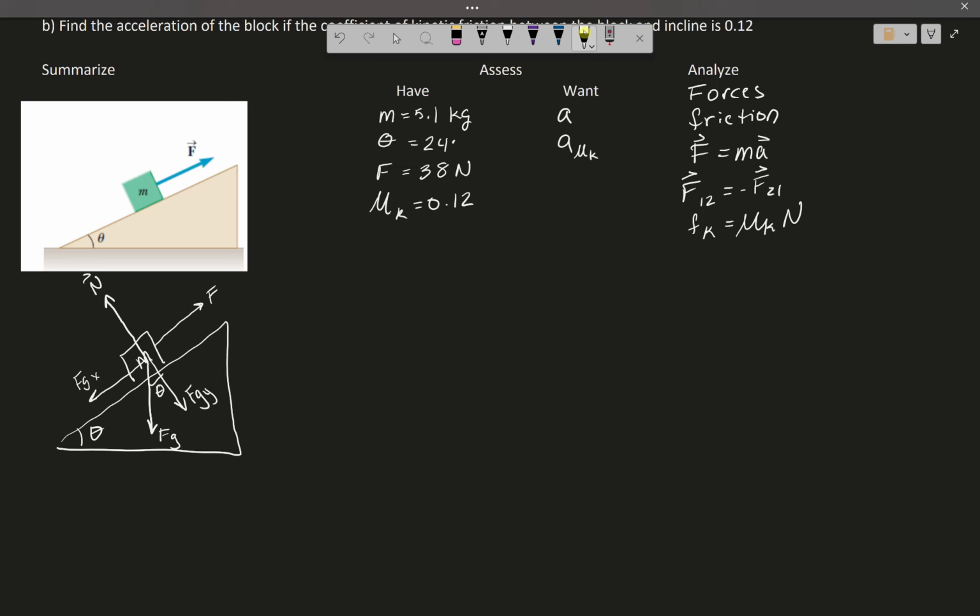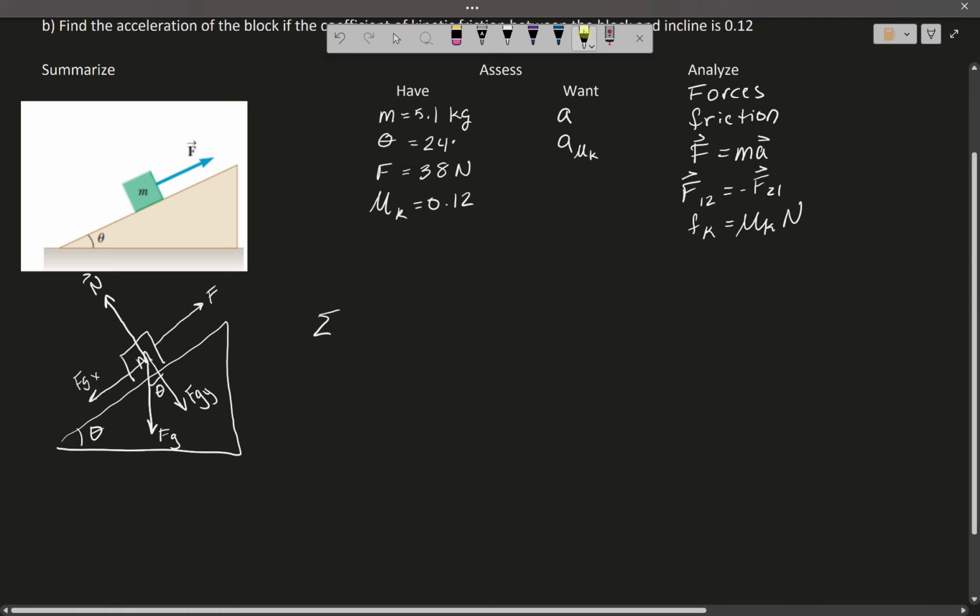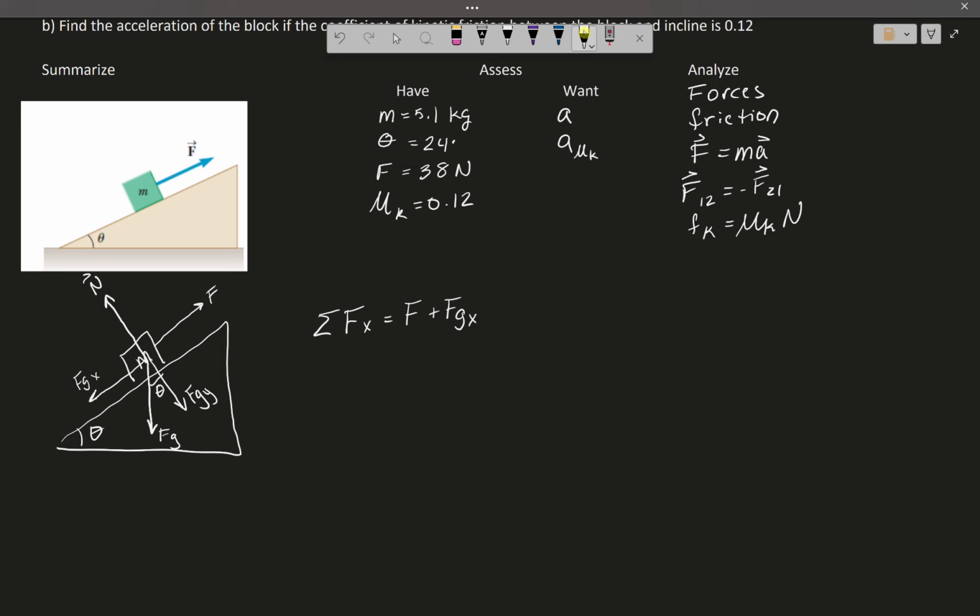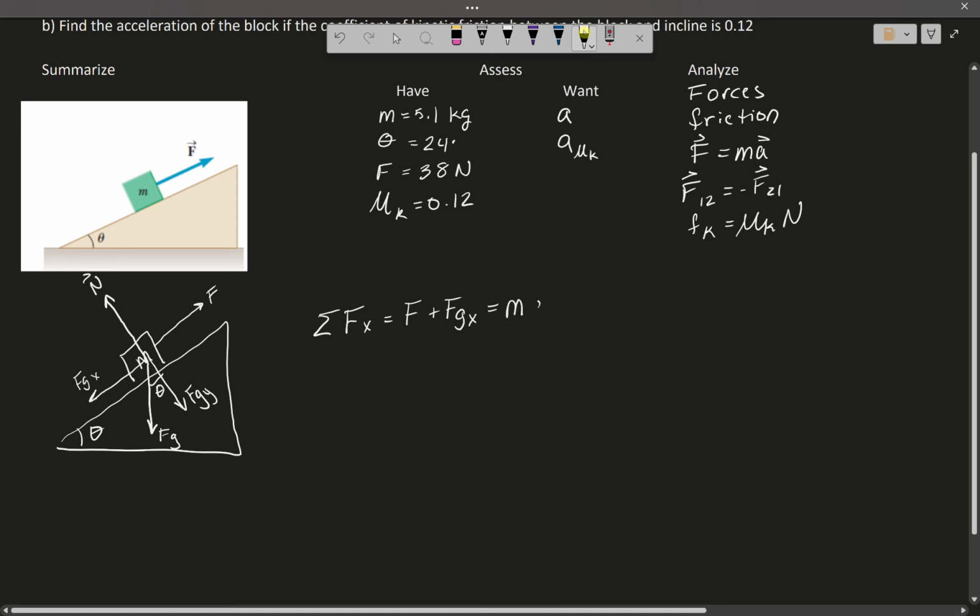So once I have my force diagram drawn, I can go ahead and set up my equations of motion here. Remember, I need to do my x direction and my y direction separately from each other. So I have the summation of forces in the x direction, which will be my applied force and also my force of gravity in the x direction. I want to determine the acceleration, meaning that this block has to be in motion. So I have the mass of the block times the acceleration in the x direction.